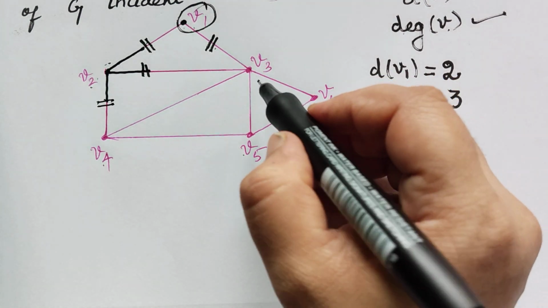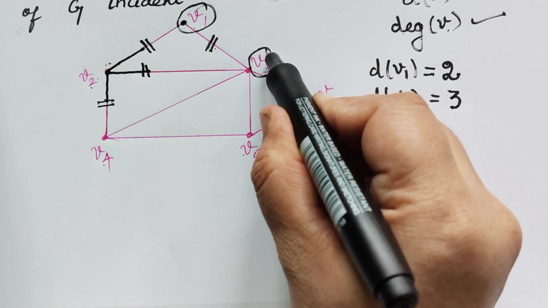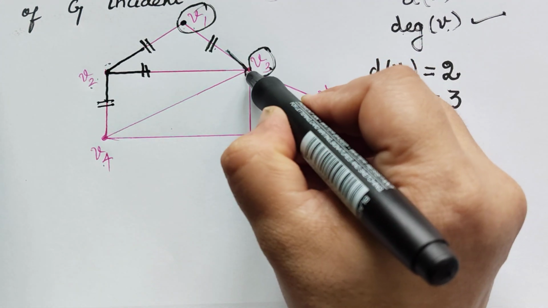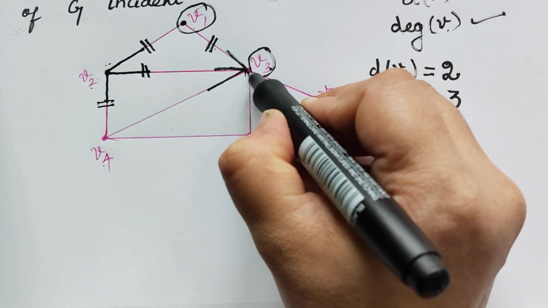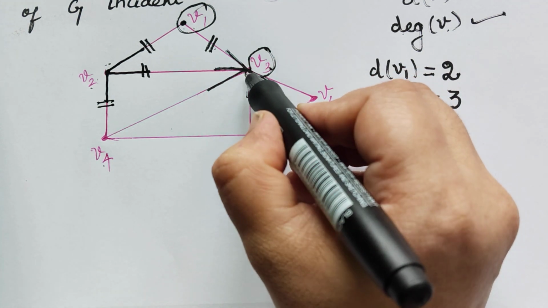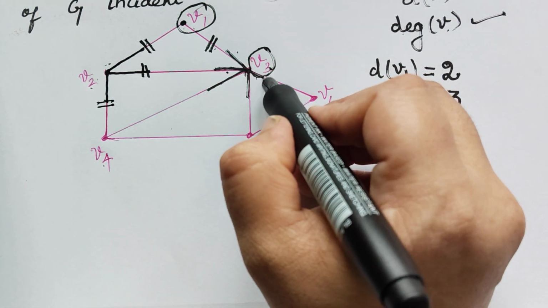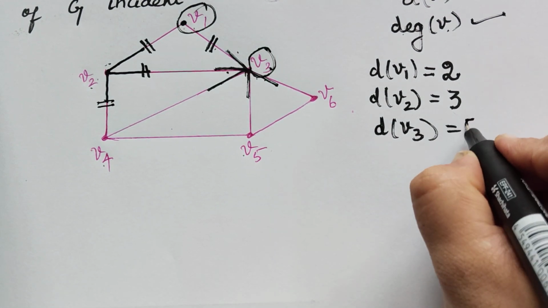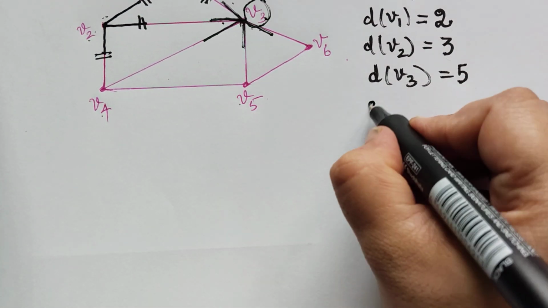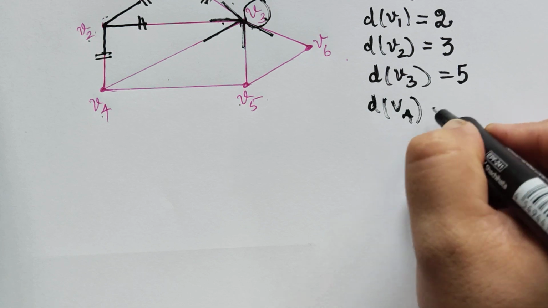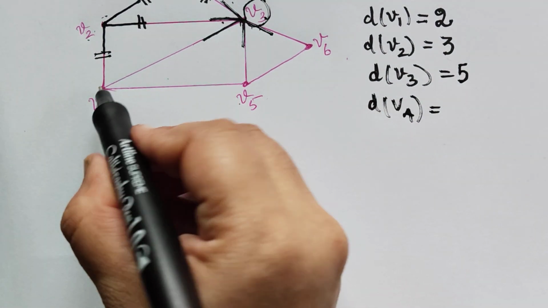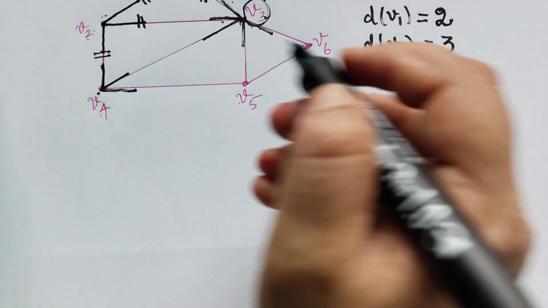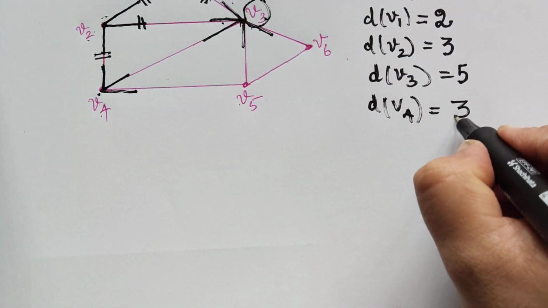Now what about vertex V3? For V3, how many edges are incident? So 1, 2, 3, 4 and 5. There are 5 edges incident to V3, and therefore the degree of V3 will be equal to 5. What about the degree of V4? If you see here, V4 has 1, 2 and 3 edges incident to it. So the degree of V4 is 3.